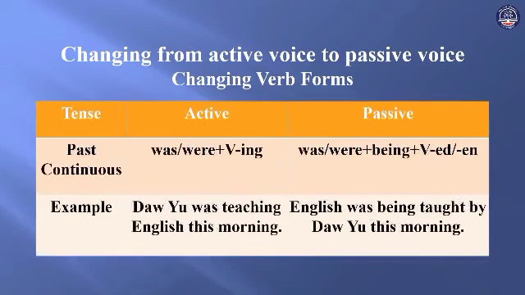Past continuous form in active sentences changes to was, were plus being plus past participle form in passive sentences. Study the example to understand what I said clearly.